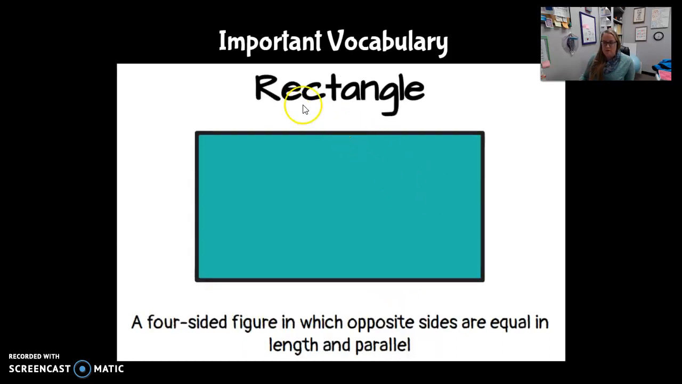The next word is rectangle. And a rectangle is a four-sided figure in which opposite sides are equal in length and parallel, and they also have four 90-degree angles. So this side is the same as this side, and this side is the same as this side, and they all have four 90-degree angles, so each one is worth 90 degrees, or it's called a right angle, or it could be called a square corner.